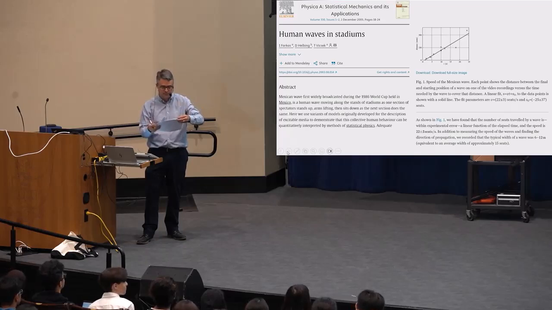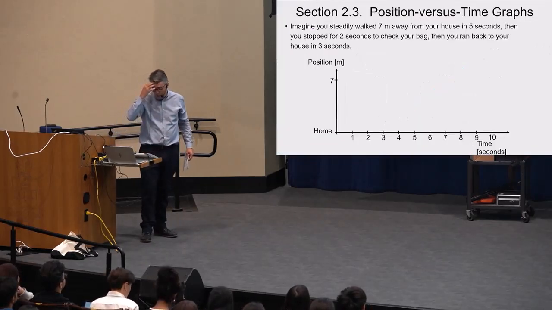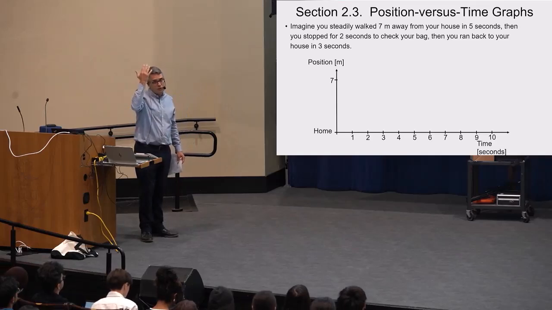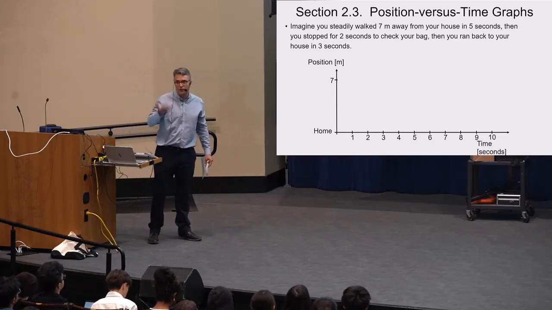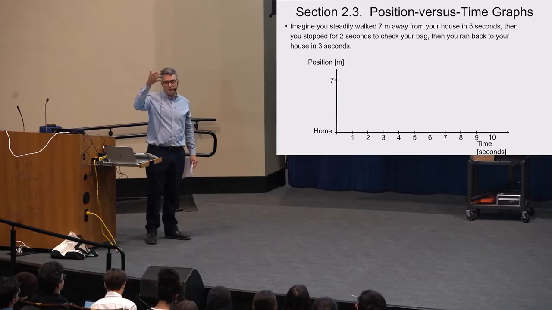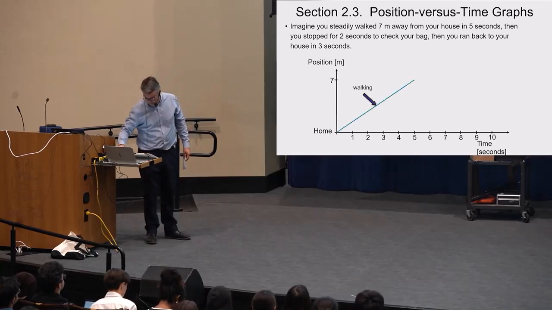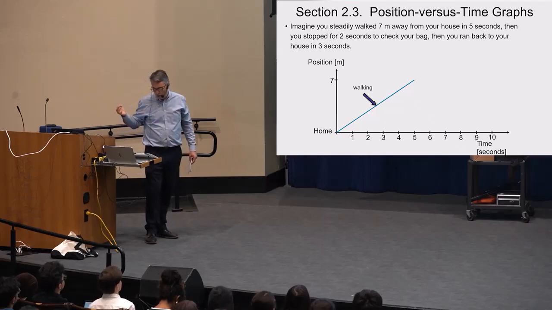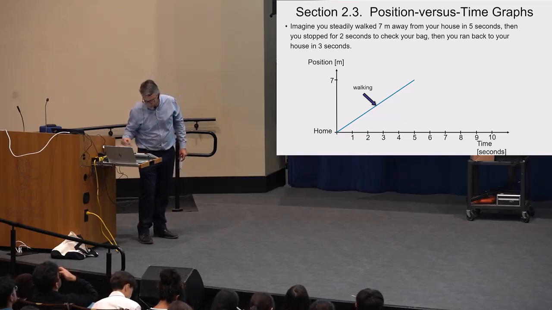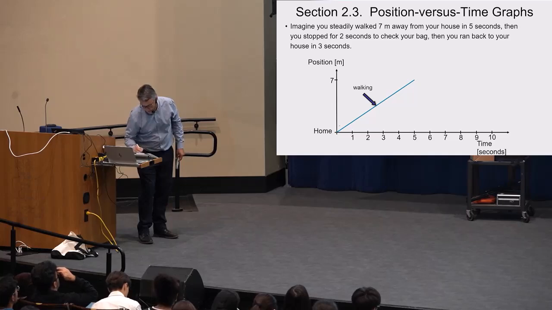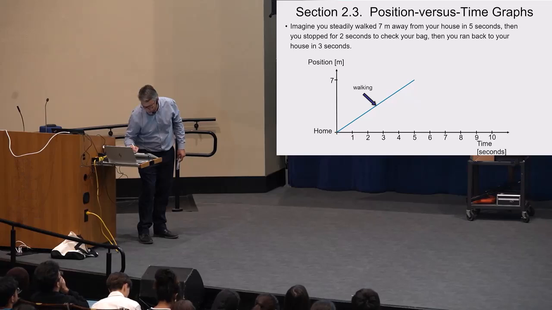Thank you for that. So this is a position versus time graph. Position goes traditionally on the vertical axis, and time goes on the horizontal axis. It's a little bit strange. The slope, rise over run, is in meters per second. For example, imagine you steadily walk 7 meters away from your house in 5 seconds. There's position of 7 meters, and you're going at a steady speed, so it's a steady slope. 5 seconds later, there you are.